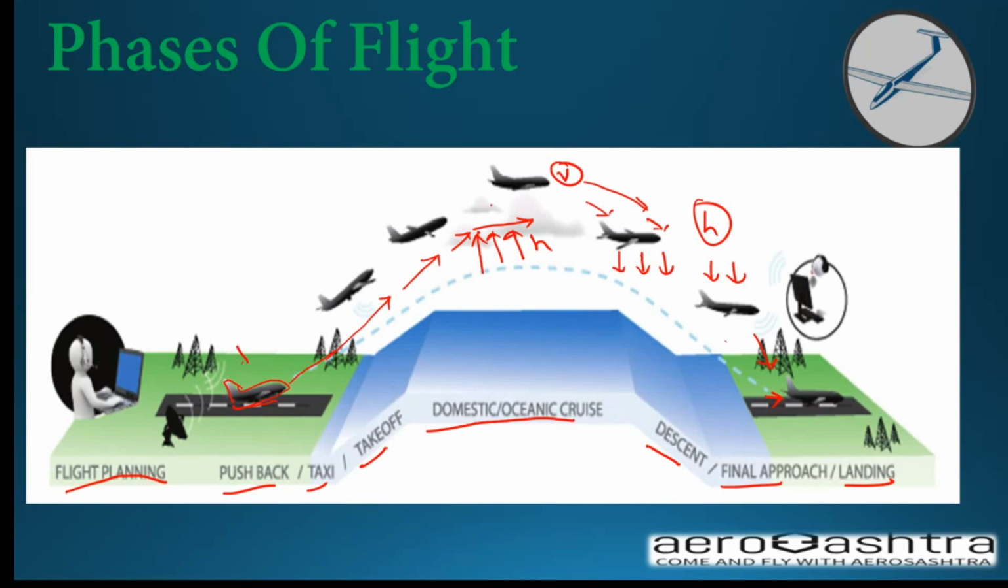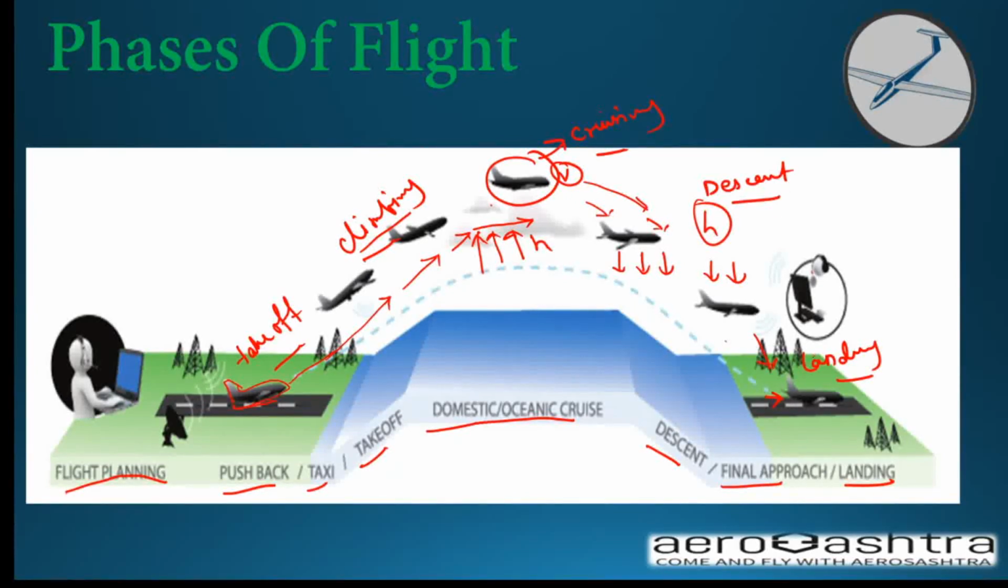So, basically here it is takeoff, and here it is landing, here it is cruising, and here it is climbing. So, this is the takeoff phase, this is the climbing phase, this is the cruising phase, this is the descent phase, and this is the landing phase. These are the phases of the flight basically.